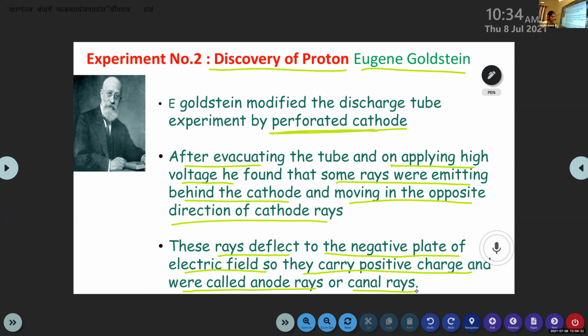So here also it is the same experiment, only with some modifications. That means a perforated cathode is used instead of the ordinary one. Then after evacuating and applying high voltage, he found that some rays were emitted behind the cathode, moving in the opposite direction of cathode rays. That means they start from the anode and fall towards the cathode. So these are positively charged particles. They are called anode rays, canal rays. Later, they were named as protons.